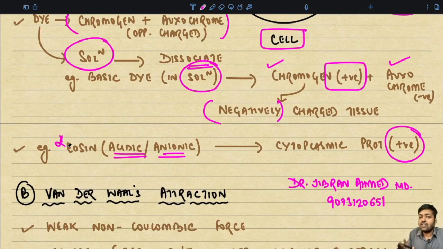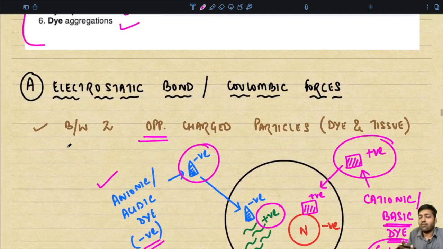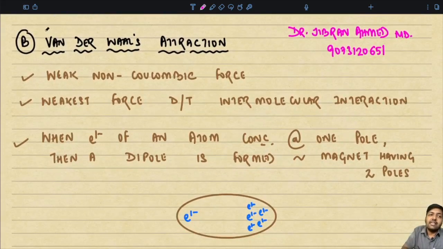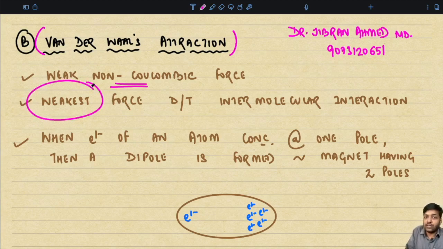So this is the first theory, that is the electrostatic bond or the Coulombic forces. The next very important variety is the van der Waals attraction or the van der Waals forces. Now these are weak non-Coulombic forces. In fact, it is the weakest force due to intermolecular interaction. So what is the principle of this attraction?